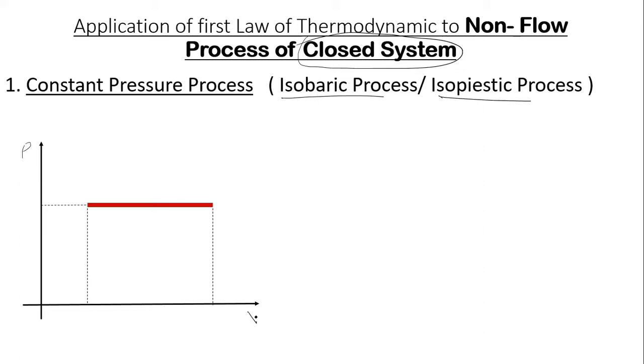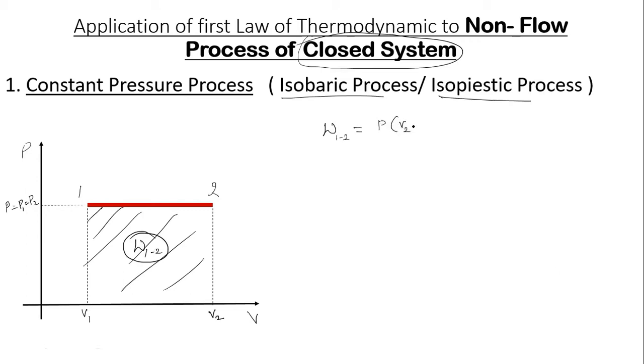In a PV diagram, from process 1 to 2, the corresponding pressure is P is equal to P1 is equal to P2. The corresponding volume is V1, V2. Area below the PV diagram is the work done. This we know. Work done for a constant pressure process is W1 to 2 equal to P (V2 minus V1). We keep pressure in Newton per meter square and volume in meter cube, and the answer will be written in joules.